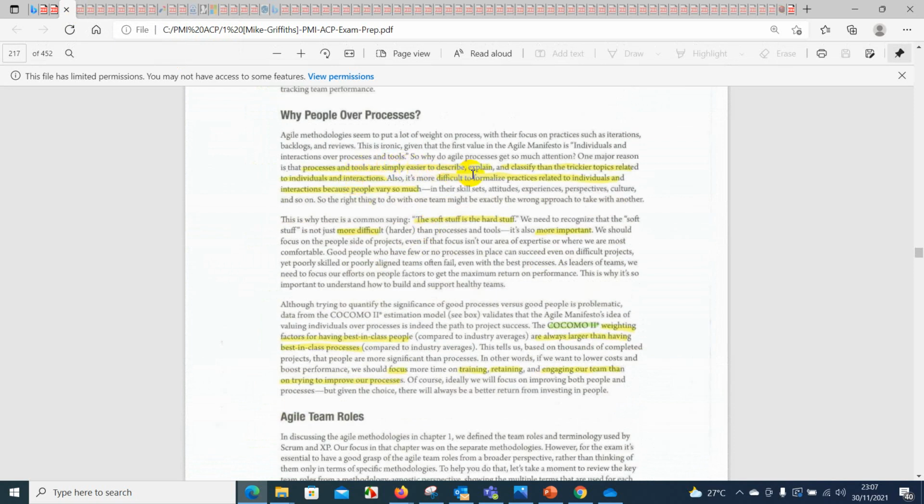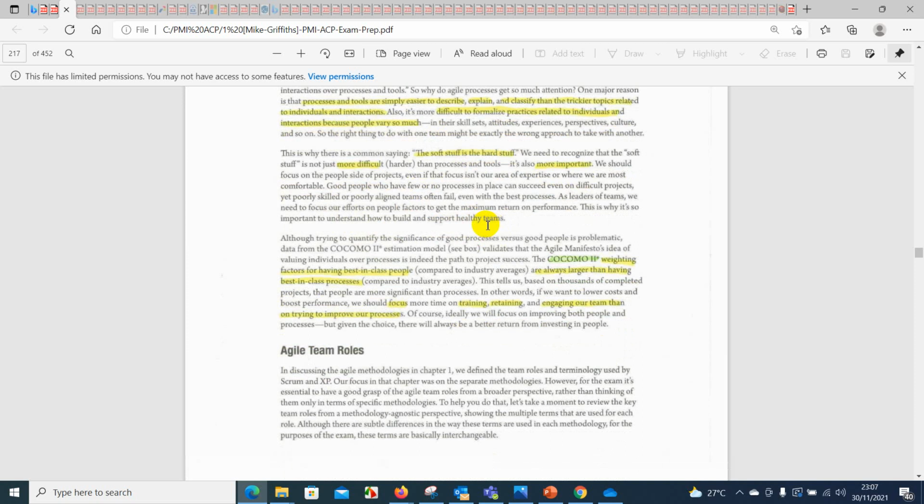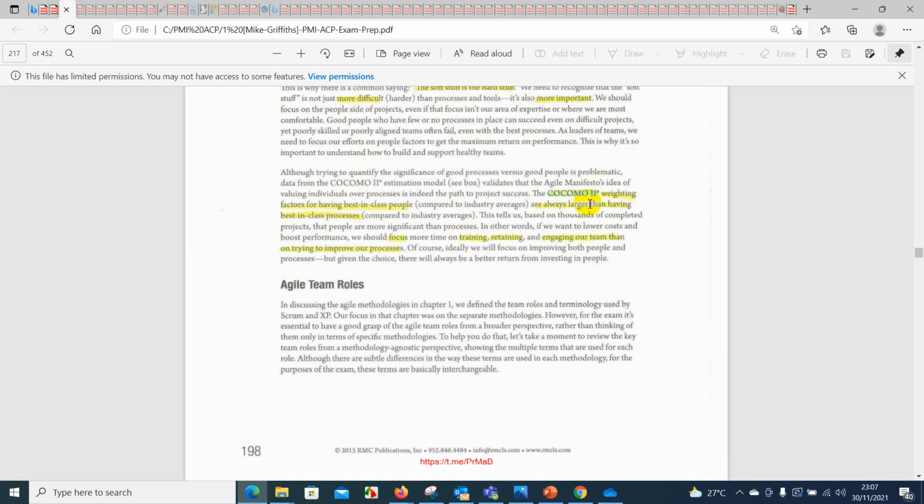Simply share, describe, explain, specify that the trickier topics related to individual interaction. It's more difficult to formalize practice related to individual interaction because people vary so much. Okay, the soft stuff is the hard stuff, more difficult, more important.